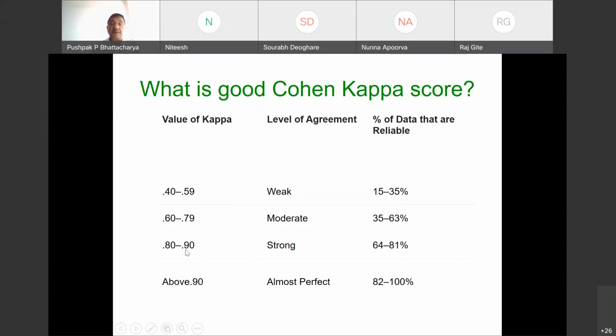Okay, so let's remember that moderate Cohen Kappa starts from 0.6, and its strength increases from 0.6 to 1. So the desirable Cohen Kappa starts from 0.6. Let us remember this, and that is when we can trust about 40% of the data, let's say.